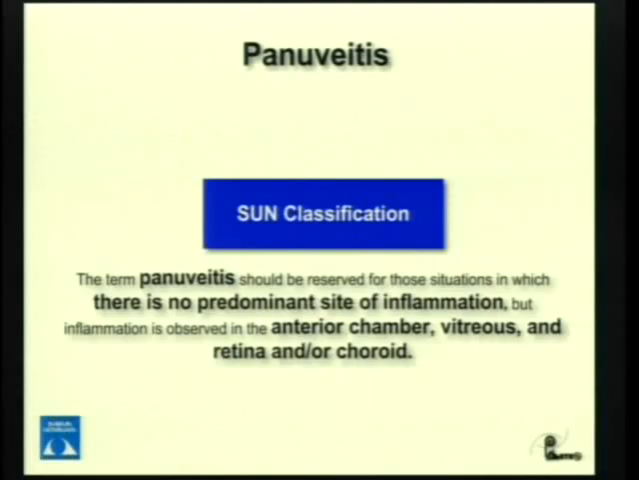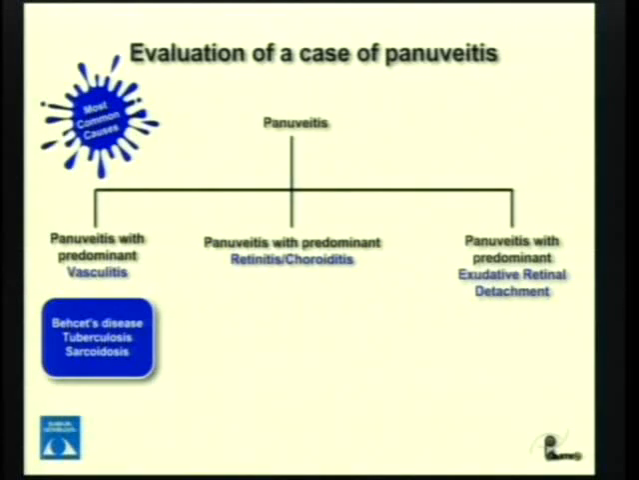So the term panuveitis, as I told, means there is no predominant site of inflammation, but there will be a lot of inflammation observed in the anterior chamber, posterior chamber and retina vitreous. If you see a case of panuveitis, it can present broadly as three types. First, it can present as predominant vasculitis. There will be vitreous and anterior chamber reaction, but the predominant feature will be vasculitis.